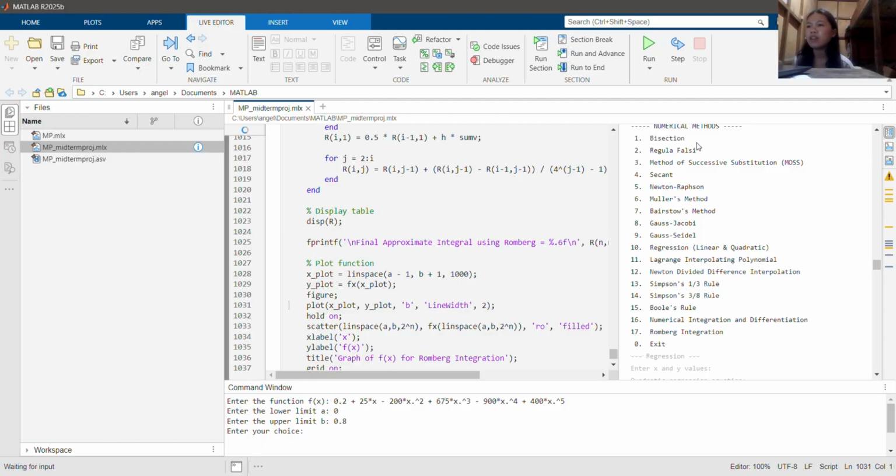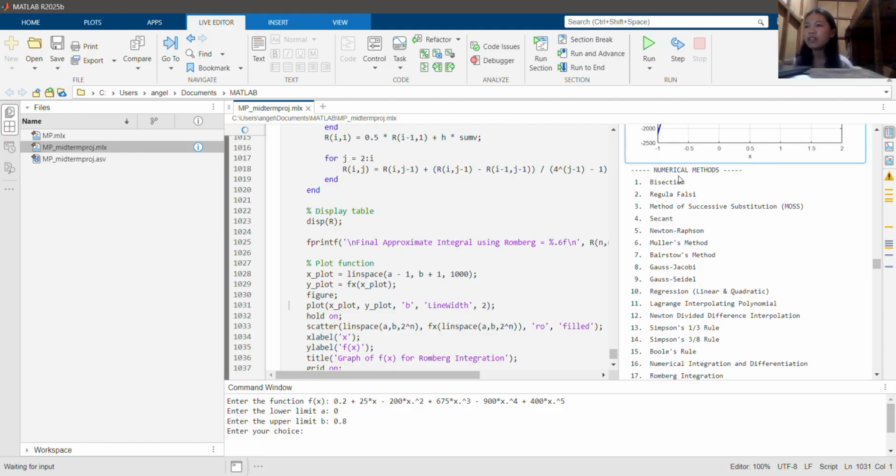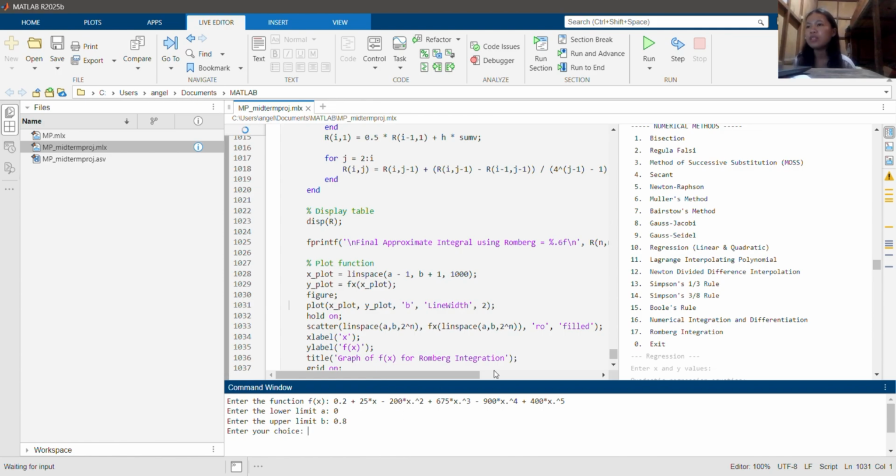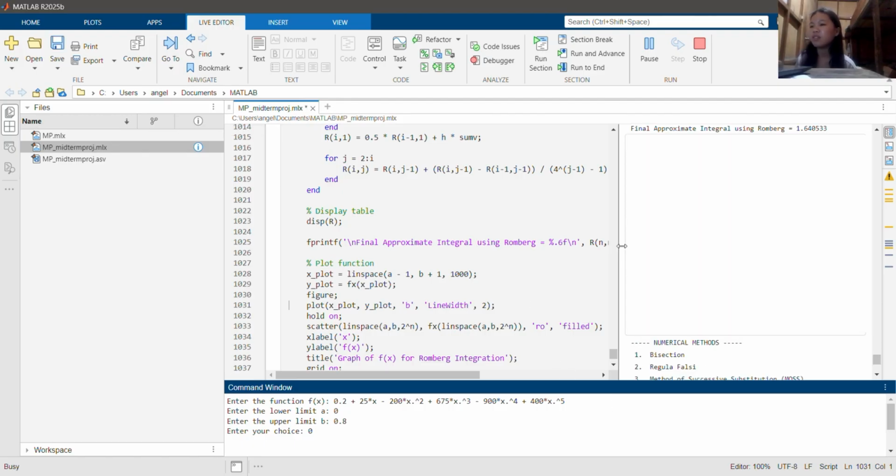And after trying all of that and checking each of the methods in this machine problem, we can now choose 0, which is the exit of the program.